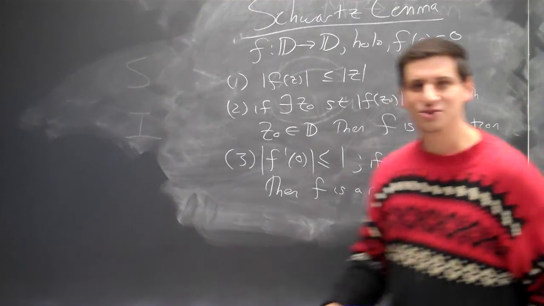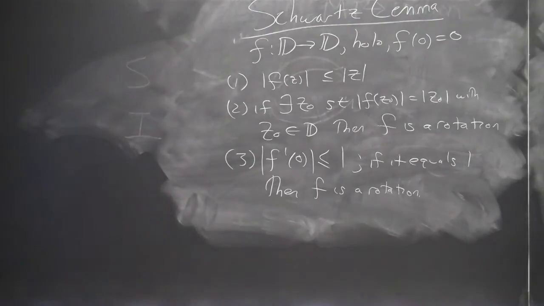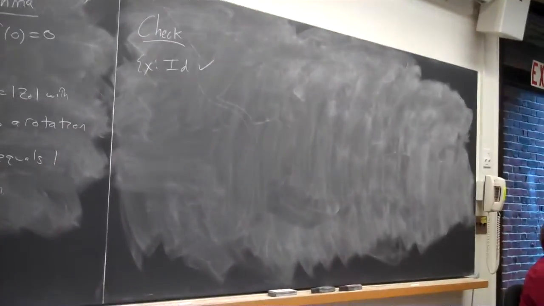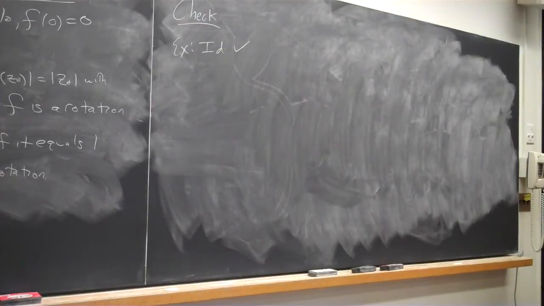So I will leave it to you to check that this holds trivially if we have the identity. Okay? Can you give me another function from the unit disk to the unit disk? 5z. I'm sorry? 5z. That's not going to map the unit disk to the unit disk.